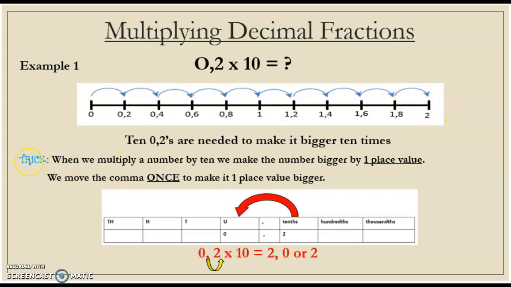However, there is a trick to working this out without a number line. When we multiply a number by 10, we make the number bigger by one place value. So if we have 0,2 and we make 2 bigger by one place value, we move the 2 into a bigger place, which is the units. So 0,2 times 10 will become 2. Or we move the comma once to make it one place value bigger. So 0,2, we take its comma and we put it on the other side of the 2, and that will give us 2,0 or 2 wholes.